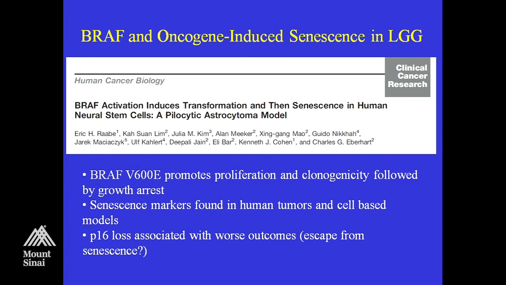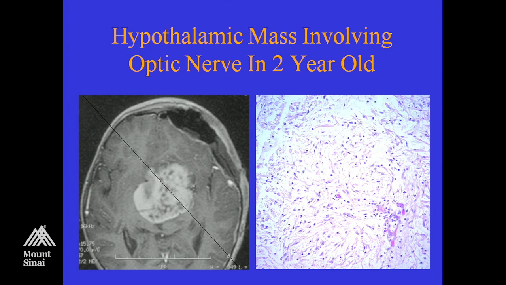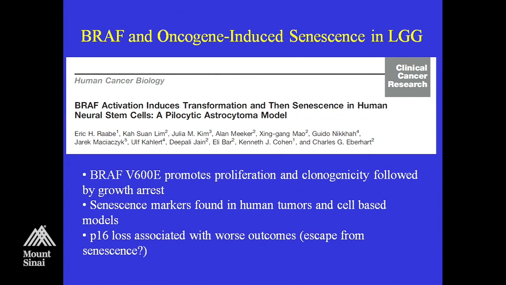And Nada Habato's group, at the same time we had published this paper 5 or 6 years ago in Clinical Cancer Research, had published a paper where she showed in culture also the loss of P16 is important in terms of allowing these tumors to grow through oncogene-induced senescence. So finally, this slide came out as well.